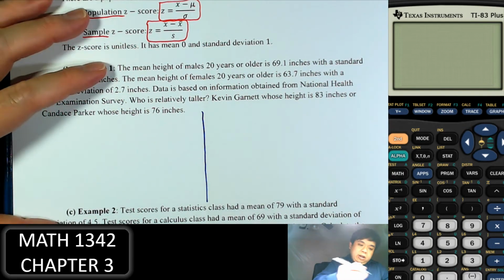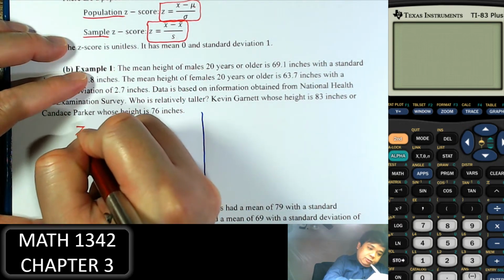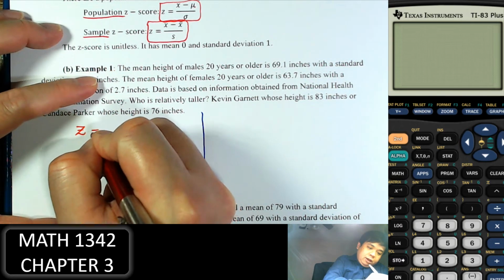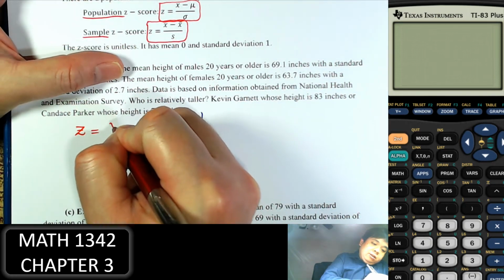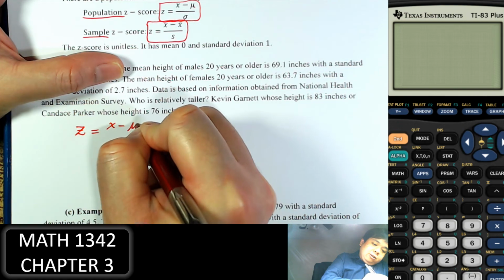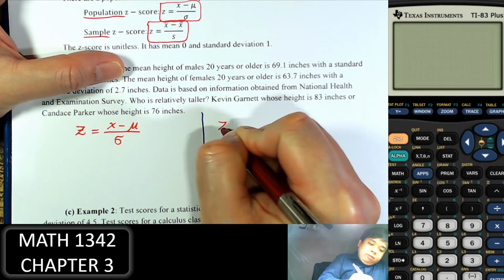So the z-score, and let's use the population, for both of them.